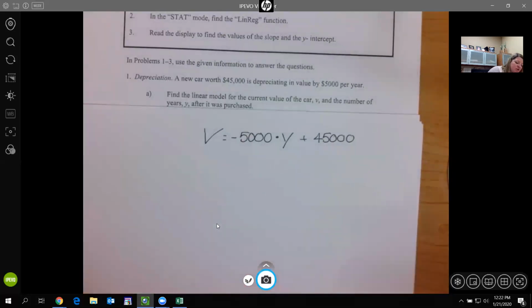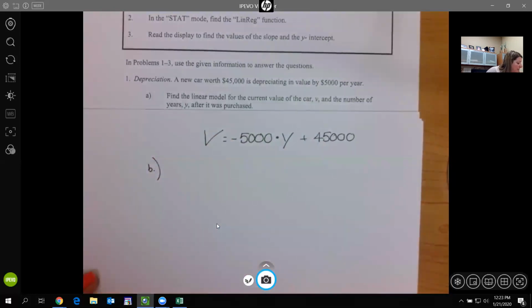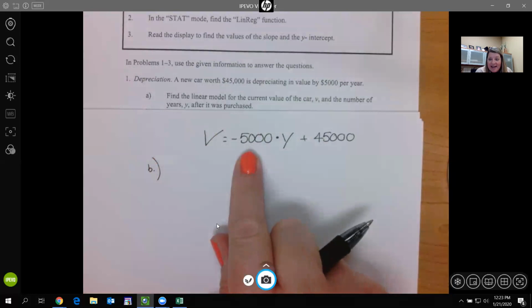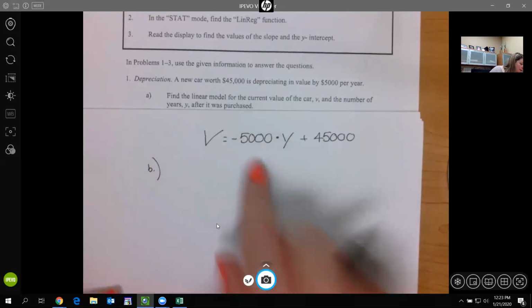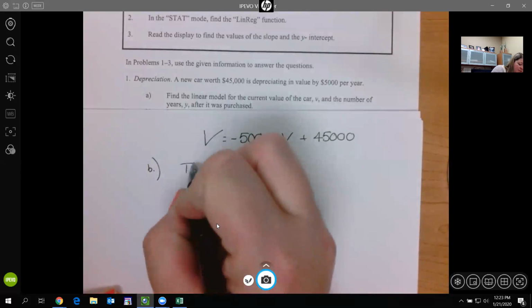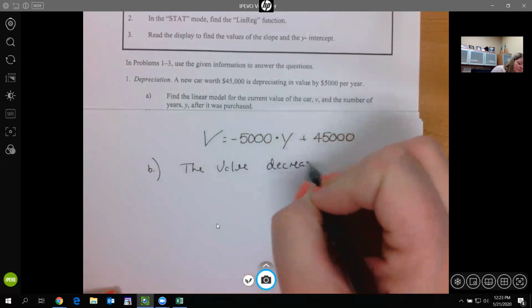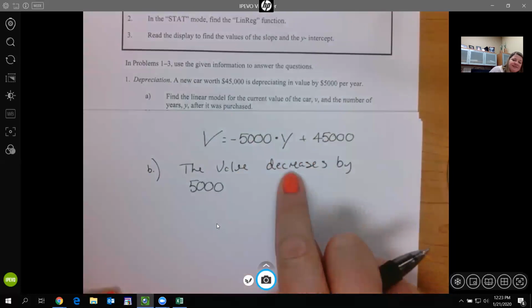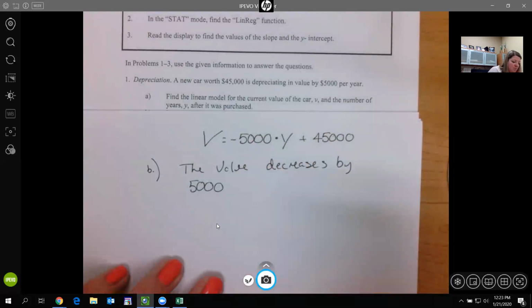What if we wanted to interpret what the slope represents? This slope represents that we're decreasing by $5,000 per year after it was purchased. So that's what that slope represents. So I'll write that for you. The car's value decreases by 5,000. That decreases is going to assume the negative, by 5,000 per year.